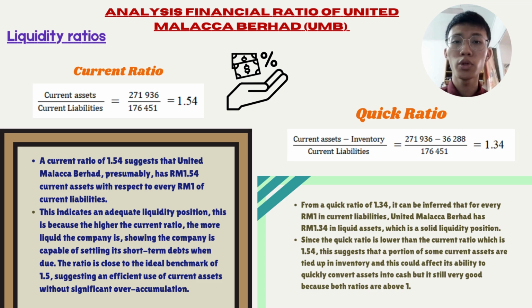From a ratio of 1.34, it can be inferred that for every RM1 in current liabilities, United Malacca Berhad has RM1.34 in liquid assets, which is a solid liquidity position. Since the ratio is lower than the current ratio, which is 1.54, this suggests that some current assets are tied up in inventory, and this could affect its ability to quickly convert assets into cash, but it is still very good because both ratios are above 1.